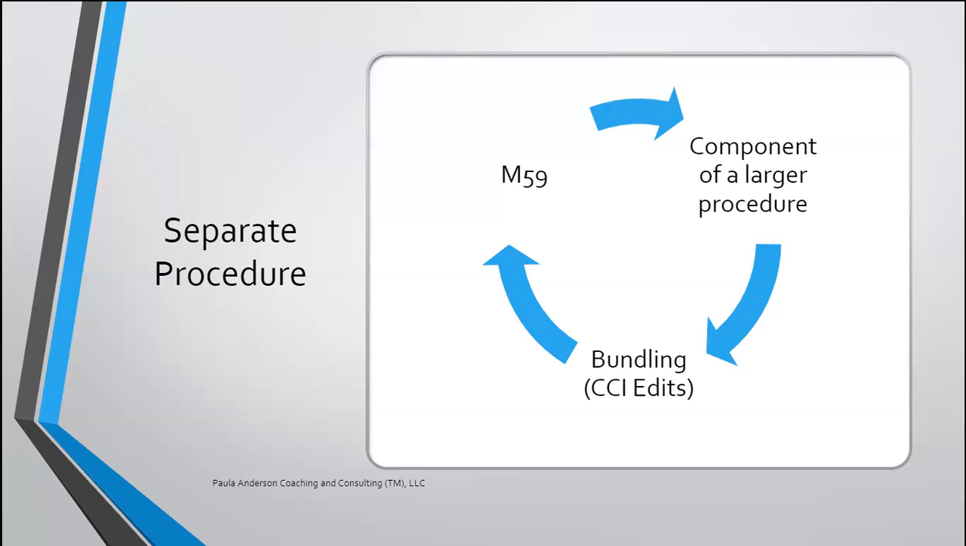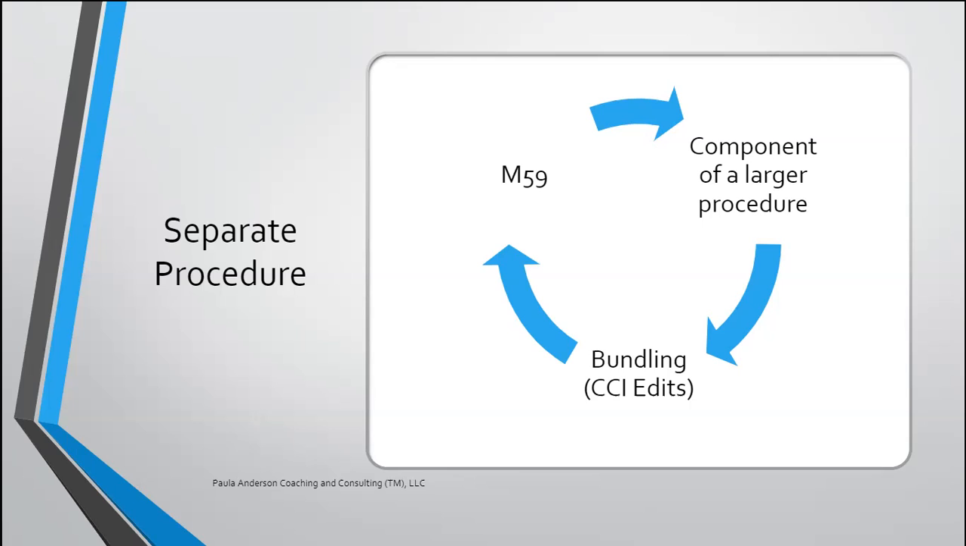So the definition of separate procedure is in your guideline pages as well. So what you want to do is read that and get a good understanding of what a separate procedure is. A separate procedure is a component of a larger procedure. And how do you know if it's a component of a larger procedure? In the CPT manual, you have the words "separate procedure" in parentheses, so that gives you an indication.